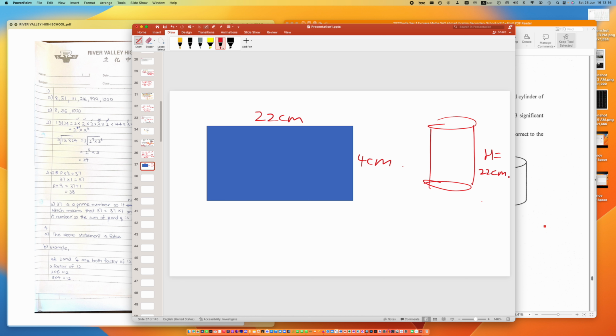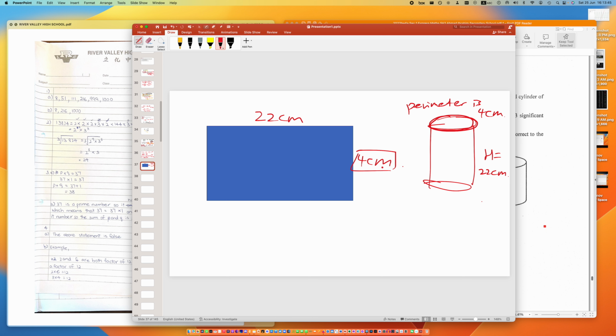Can you see the height? The height is actually the length. Then what about this? It's a circle. So the circumference, or the perimeter, of the circle is actually the 4. The perimeter is 4 cm, which is the breadth. Simple. Then you know the answer.